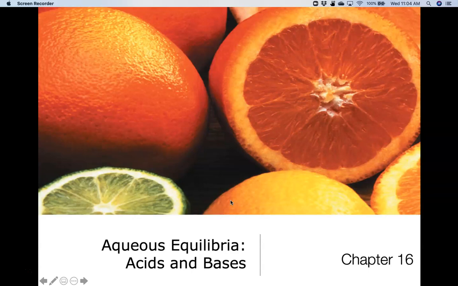Great. All right. So what we're doing is we're moving into chapter 16 now. It won't be right off the bat, but you're going to see by the end of the chapter that chapter 15 and 16 actually flow very well together. We spent a lot of time on equilibrium and using equilibrium expressions to calculate the concentration of reactants and products at equilibrium. We're going to be doing that a lot now with acids and bases, so it's almost like an applied version of chapter 15.